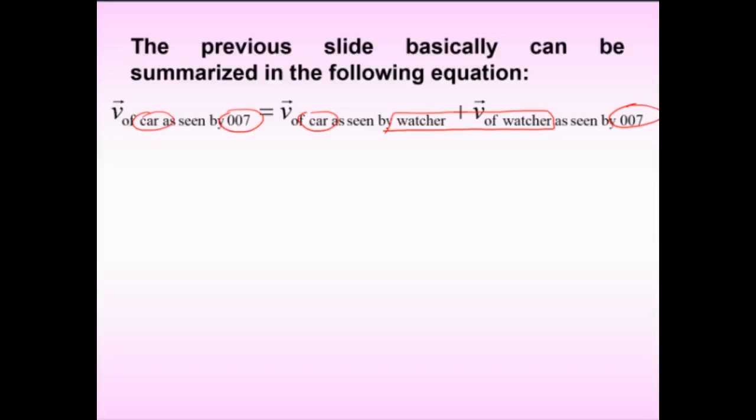5 meters per second. Which direction? Good. Can someone tell me what's the velocity of the watcher as seen by 007? Okay, before you say that, everyone, pencils down. Let's use Josh as well.